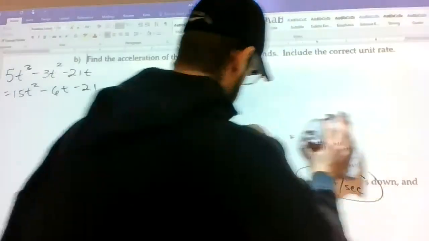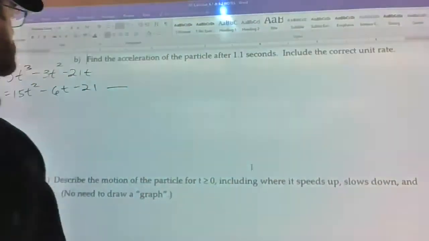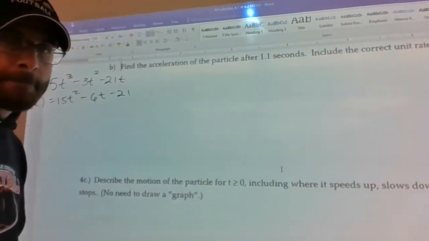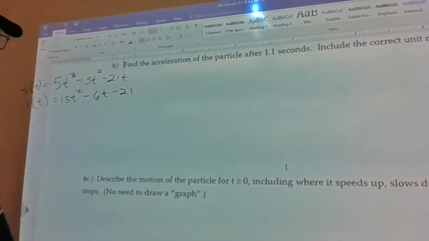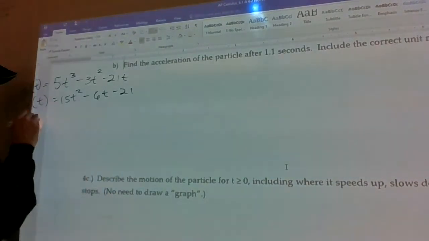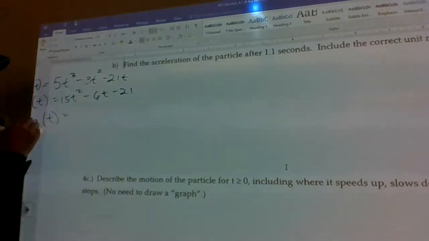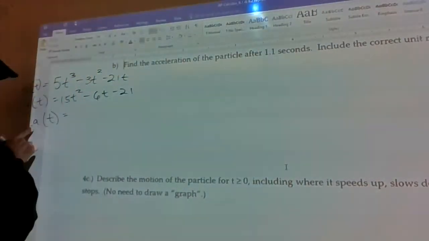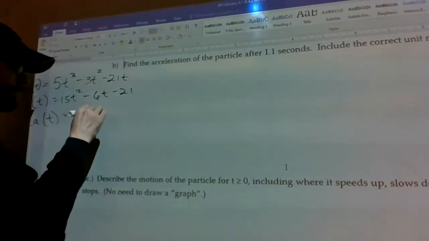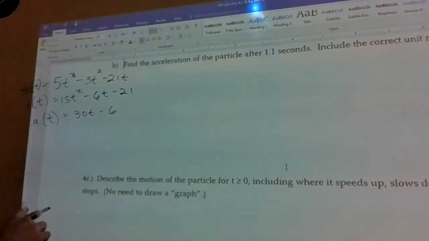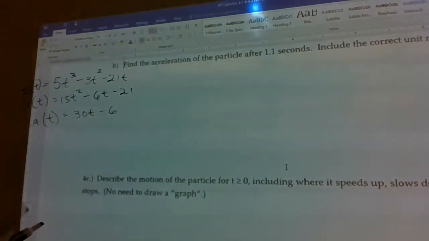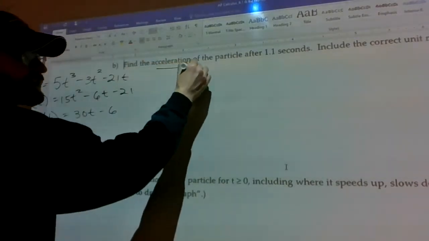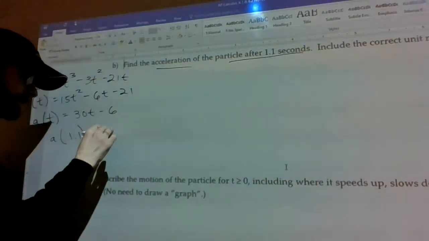And now we're being asked a question about acceleration. So the acceleration of it is the second derivative. So take the derivative of the velocity, and you're going to get acceleration. So 30t minus 6 would be the acceleration. So 1.1 is what we would plug in to determine the acceleration at 1.1 seconds.